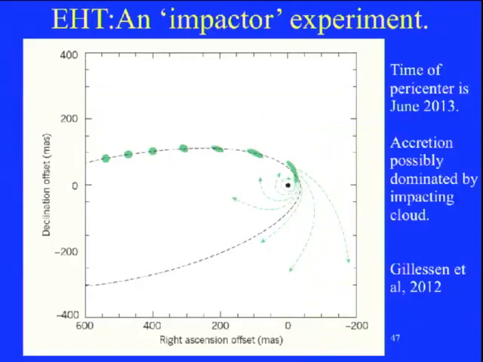But it turns out that the cloud is already beginning to shear due to tidal forces, and some of it is going to be flung off this way, but some, it is thought, will inspiral in and change the accretion rate, changing what we see. So the time of the pericenter is in June, but the accretion might last for many, many years. So we need to get the Event Horizon Telescope up and running to take a time-lapse photo of this as it happens.